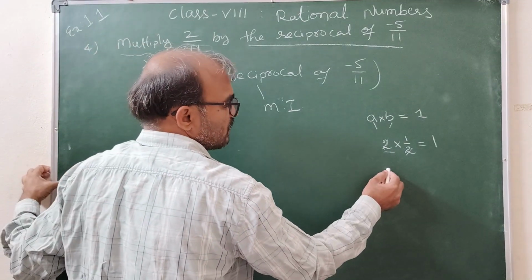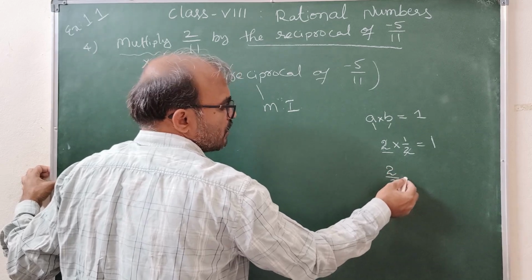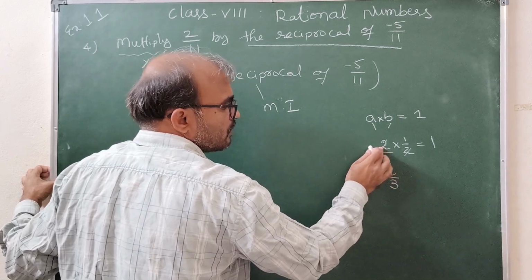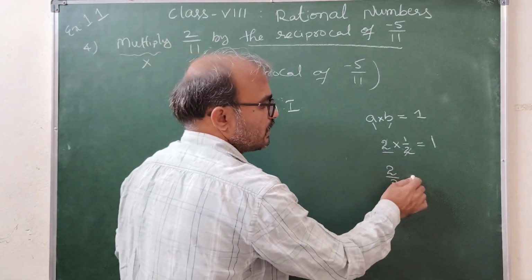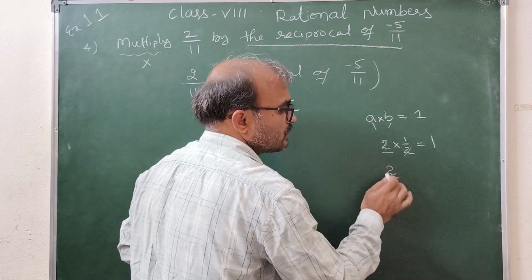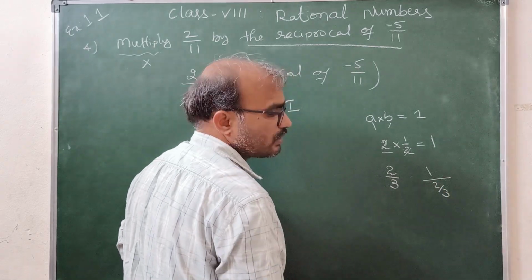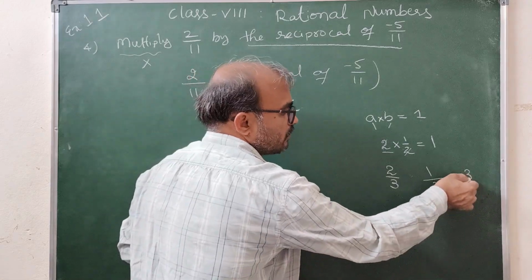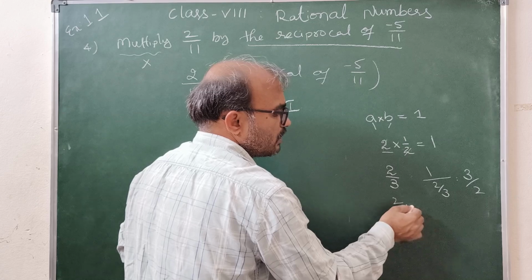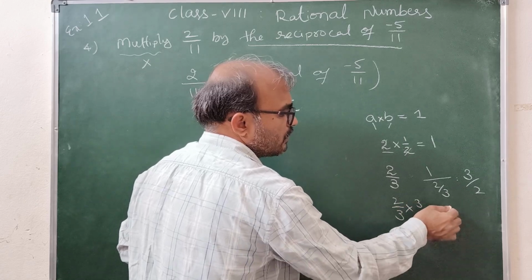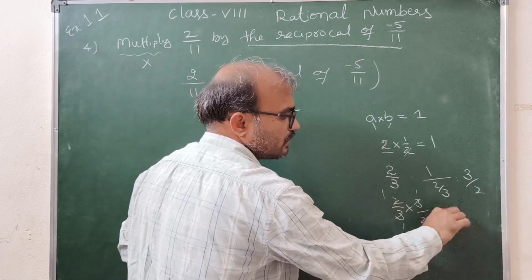If there is a fraction like 2 by 3, the reciprocal of 2 by 3 is: the reciprocal of 2 is 1 by 2, so 1 by whatever the number. So the reciprocal of 2 by 3 is 1 by 2 by 3, which is nothing but 3 by 2. So 2 by 3 into 3 by 2: if you multiply, what do you get? 3 gets cancelled, 3 ones are 3, 2 ones are 2, and you get 1.